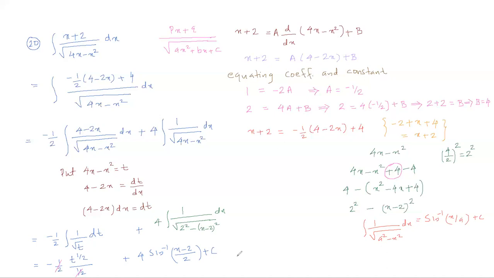This is equals minus, as is there in the first term, then t to the power 1 by 2, that means root t, but your t was 4x minus x square, plus 4 into sine inverse (x minus 2) divided by 2, plus constant of integration. That is the answer. Clear? Now we'll move to the next question.